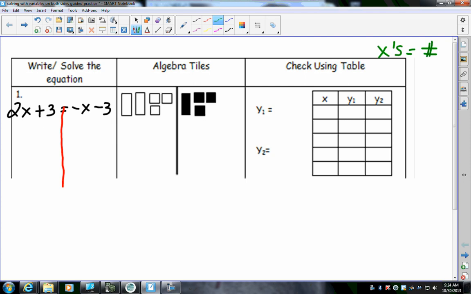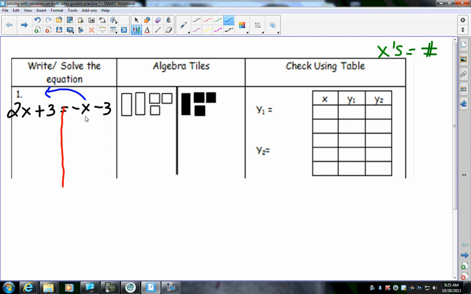The reason why I'm telling you to send your x's to the left is because what we're coming up to later on in one of our next units is called inequalities, greater than and less than. And if your variables are on the left-hand side, it makes it a whole lot easier. Okay? So, to move these x's to the other side, I have to do the opposite.